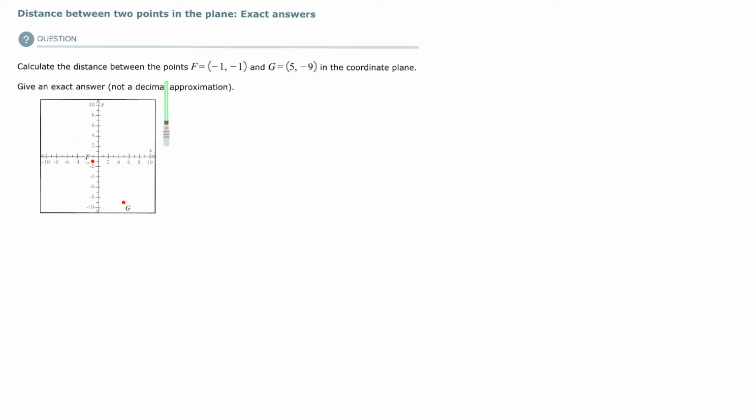Calculate the distance between the points F equals (-1, -1) and G equals (5, -9) in the coordinate plane. Give an exact answer. Do not use a decimal approximation. First thing you want to do is write the distance formula.